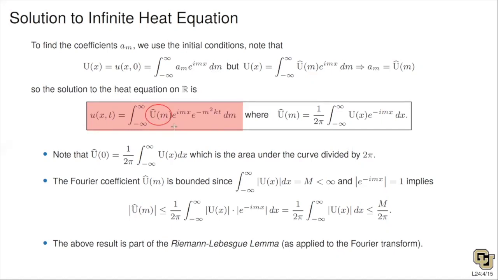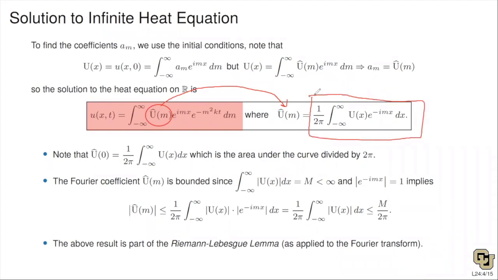U hat of m is basically a type of Fourier coefficient. Now we're calling it the Fourier transform. So here, U hat of m is what we're calling the Fourier transform of u of x. And you should kind of decode what we're looking at here.